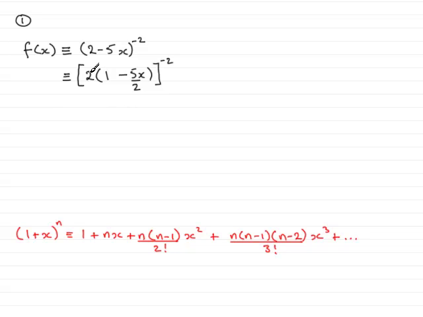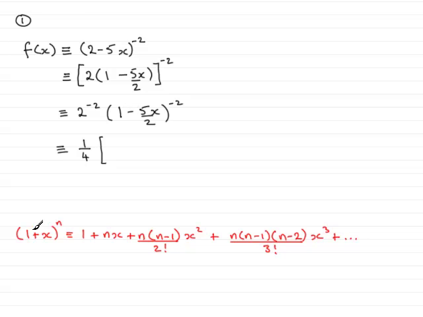Now when you've got this all to the power minus 2, it's exactly the same as saying 2 to the minus 2, multiplied by the bracket (1 minus 5x over 2), that also to the power minus 2. Now 2 to the minus 2 you should know is 1 over 2 squared, or in other words 1/4, and now we've got to start expanding this bracket because it's now of this format.